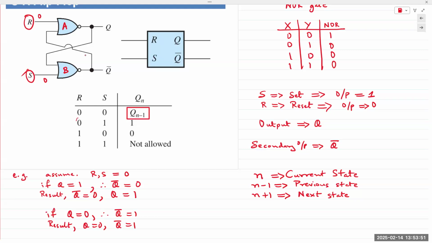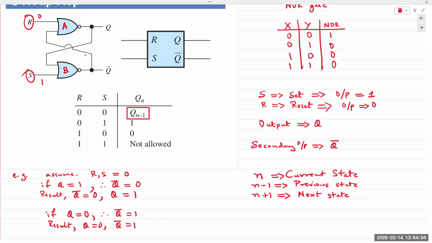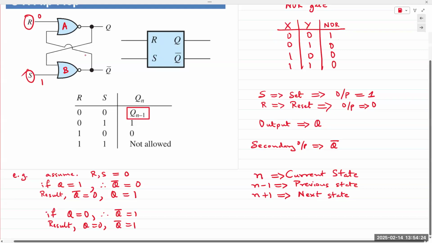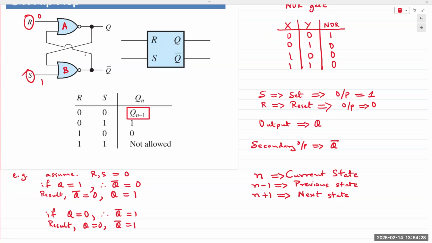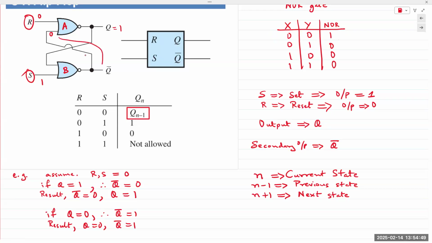Let's then quickly look at what happens when R is 0 and S is 1. So if R goes to 0 and S goes to 1, we have NOR gates A and B, right? The only way that the output of a NOR gate goes high is if both inputs are 0. 0, 0 gives you 1. For all other combinations, it is 0. So in an RS flip-flop, if R is equal to 0 and S is equal to 1, NOR gate A would have a high output, meaning Q would be equal to 1, only when the second input of A is 0.